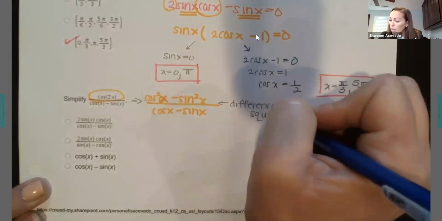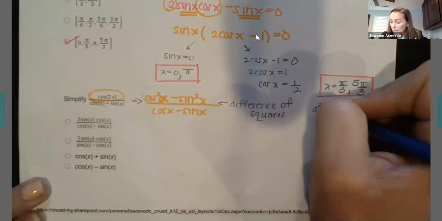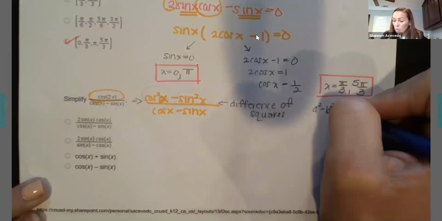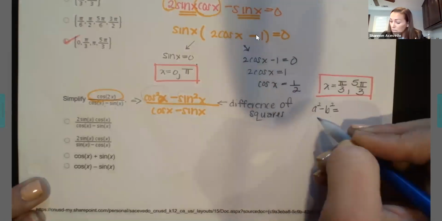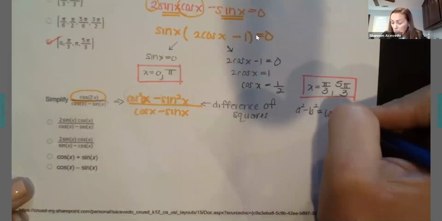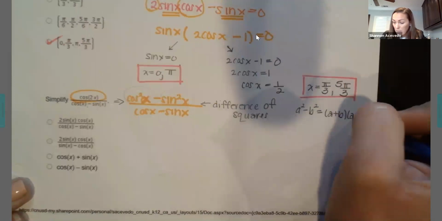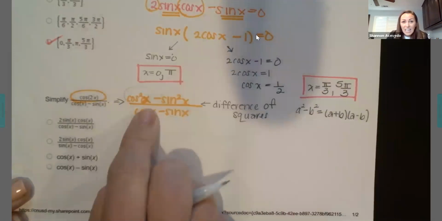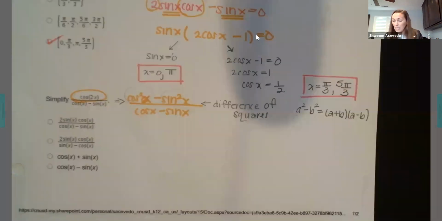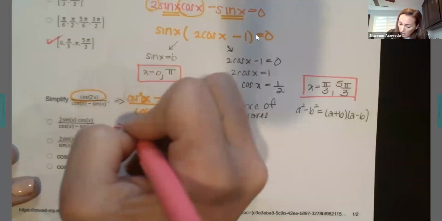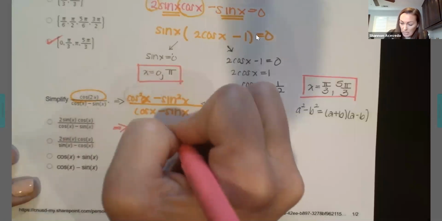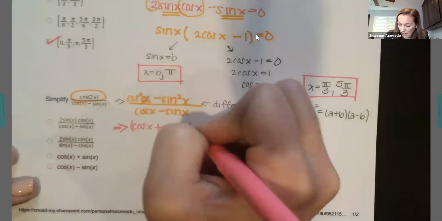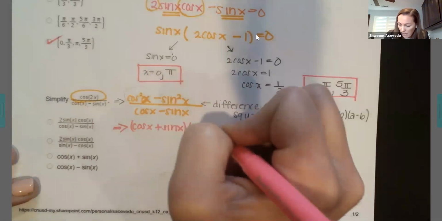So if you recall, if I have a squared minus b squared, so 2 perfect squares with a minus in between, it would just be a plus b times a minus b. This is my difference of squares. So I could do the same idea with my cosine squared minus sine squared. So this just factors into cosine of x plus sine of x times cosine of x minus sine of x.